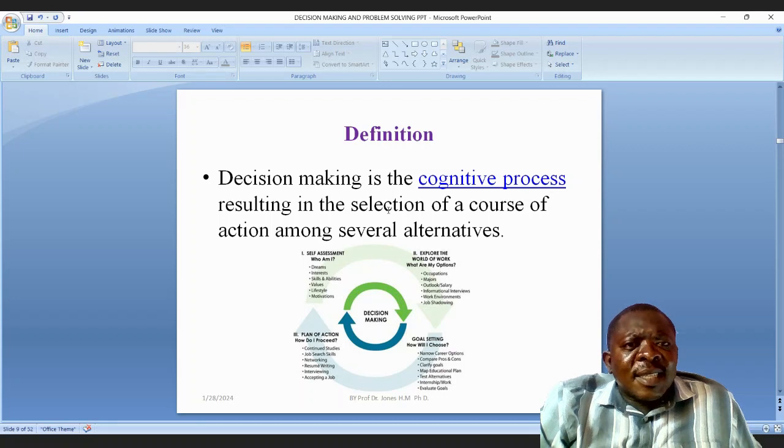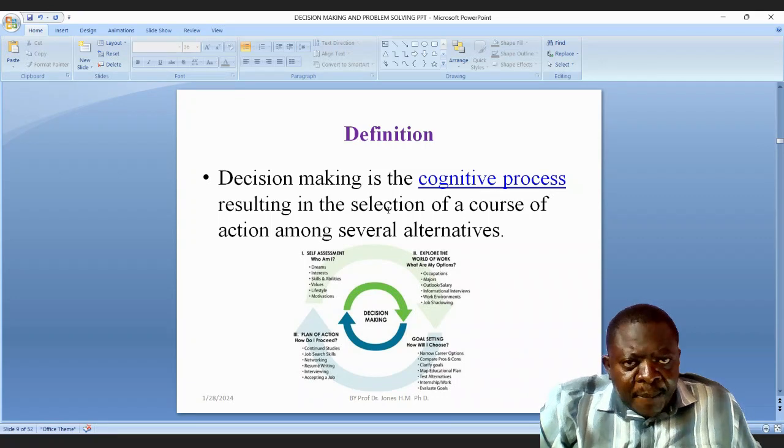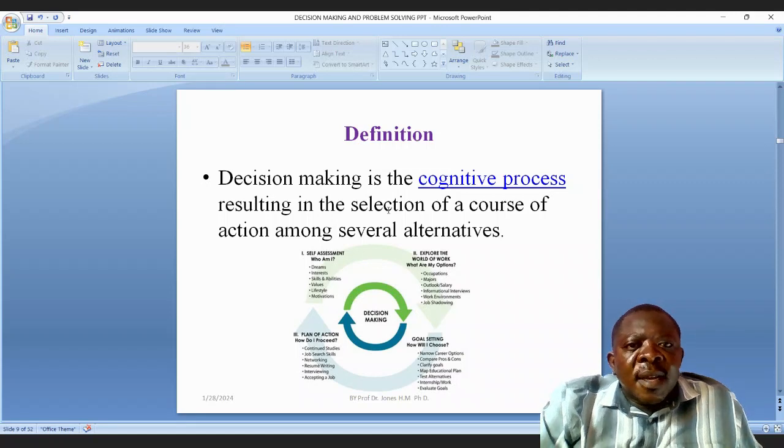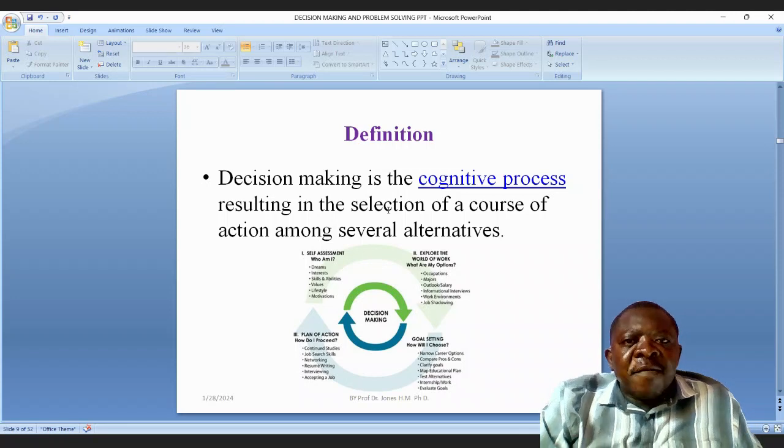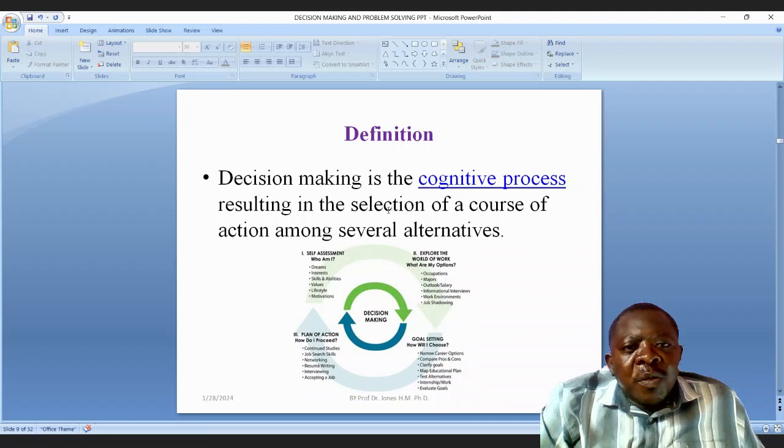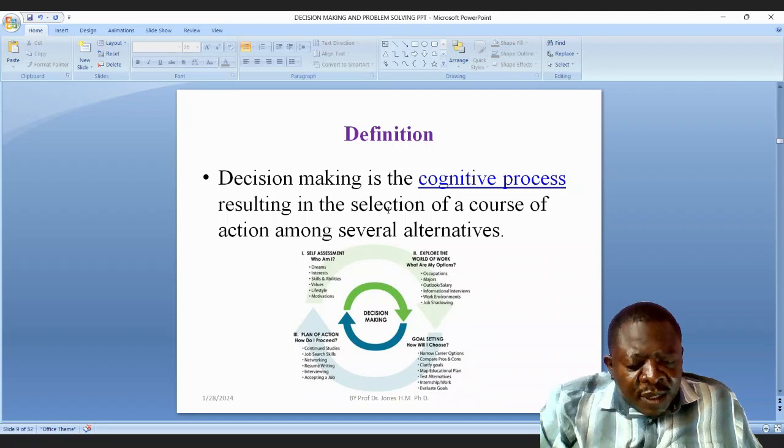Now let us define decision making. We can say it is a cognitive process that results in the selection of a course of action among several alternatives. There will be certain alternatives that you have to look at before you can choose the best decision of all the alternatives that you have lined up for you. You need to choose one that is going to fit well with the problem that you are facing.